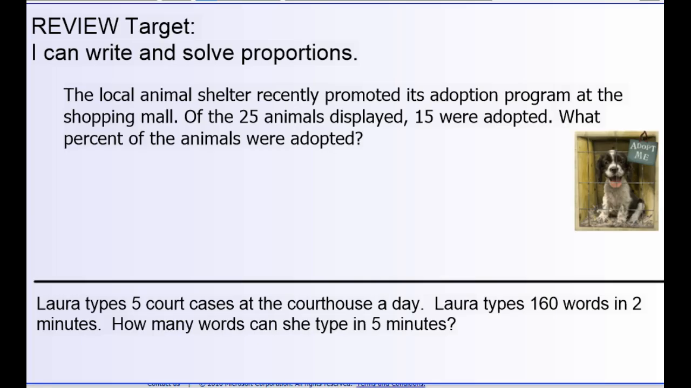Alright, so now we are going to go on to proportions. It says the local animal shelter recently promoted its adoption program at the shopping mall. Of the 25 animals displayed, 15 were adopted. What percent of the animals were adopted? Well, to solve this, we are going to have a part and a whole.